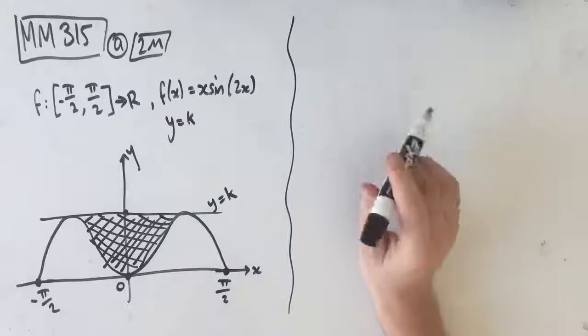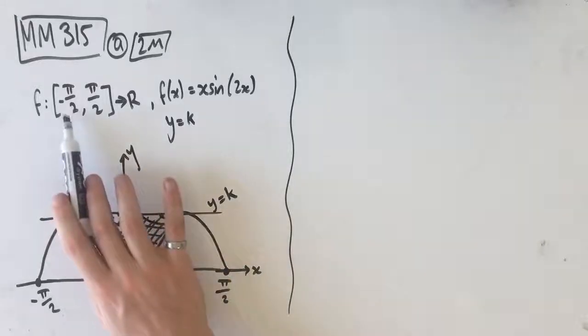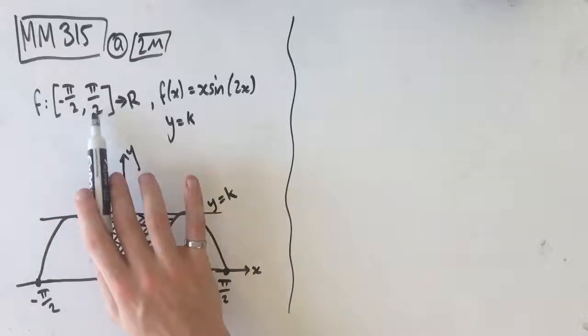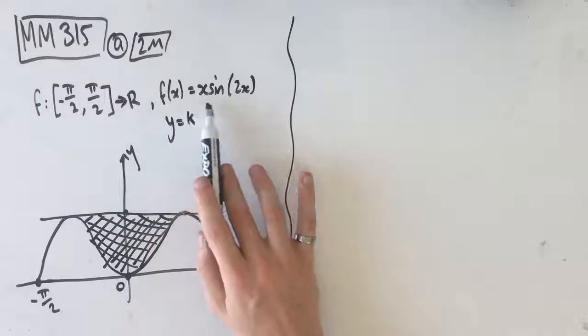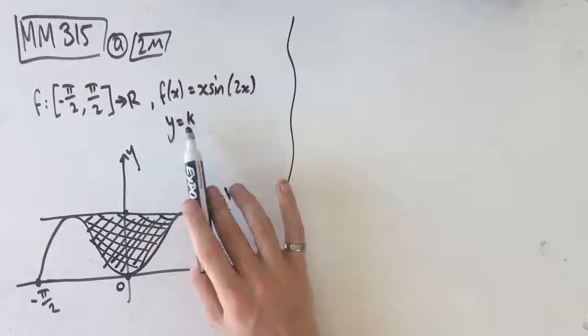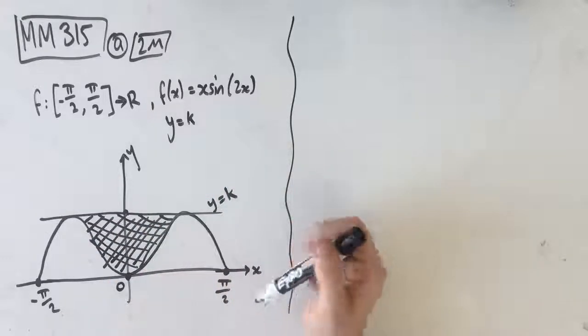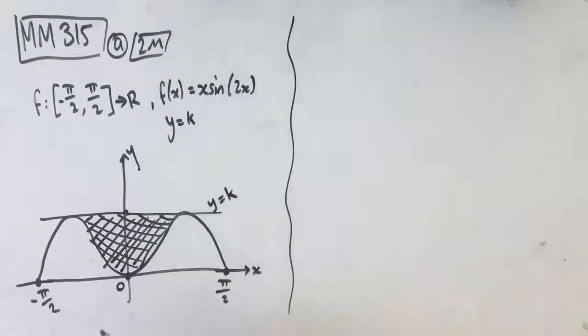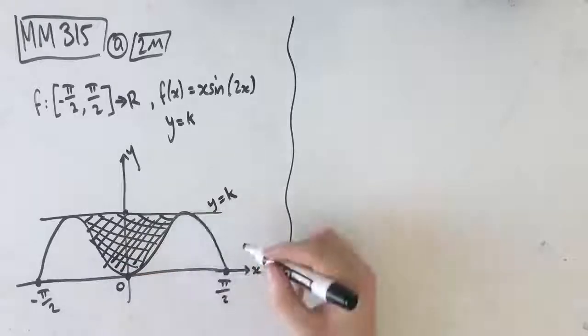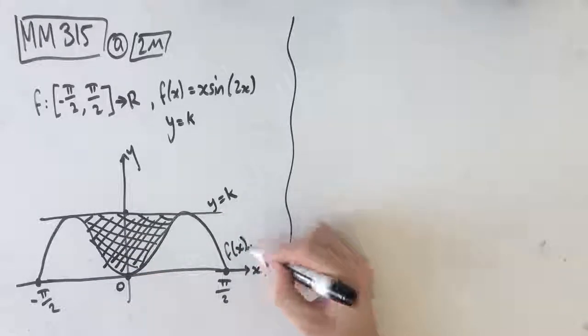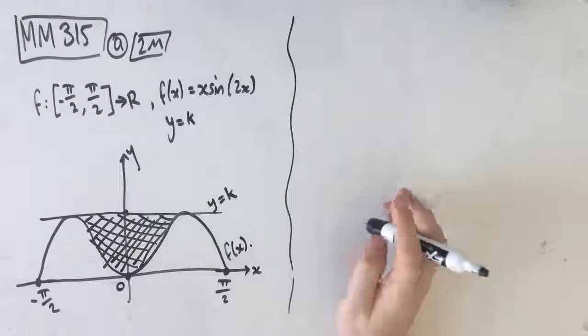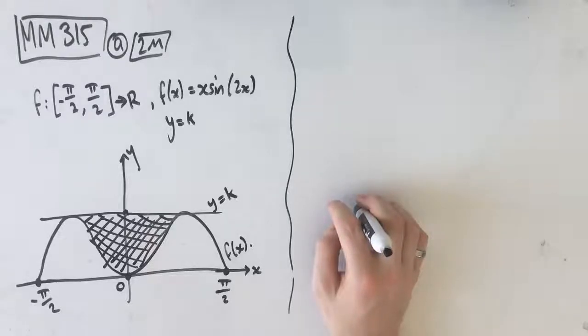So, got this question, the graphs of f between negative pi on 2 and pi on 2, where f of x is equal to x sine of 2x and y equals k are shown here. So y equals k is simply just a straight horizontal line, and f of x equals x sine 2x is this curvy thing here. So let's call this f of x here. Awesome. Sweet, so part A, firstly, is a 2-mark question.